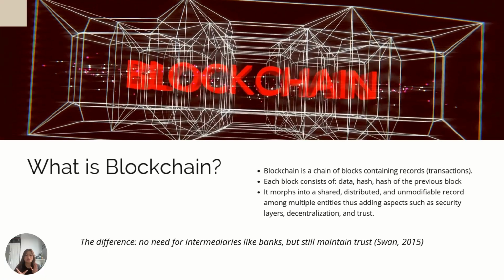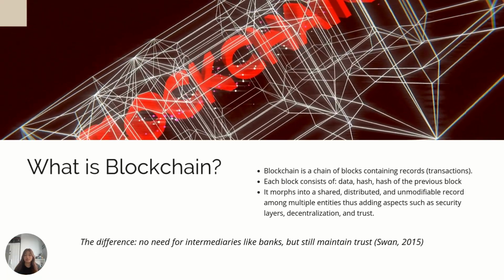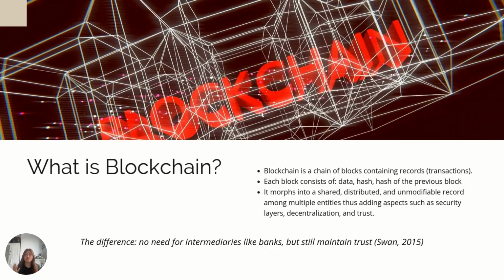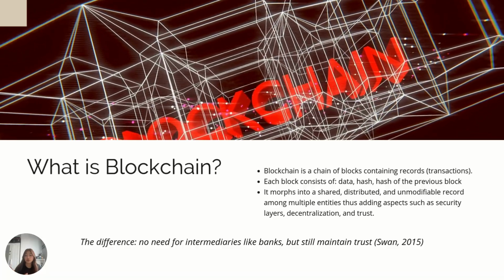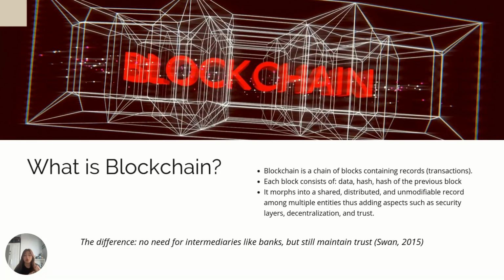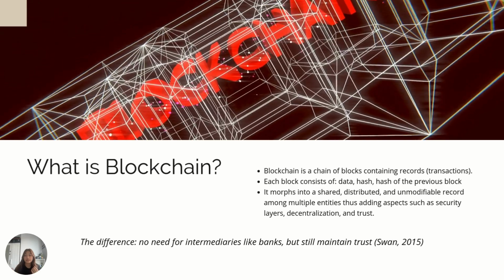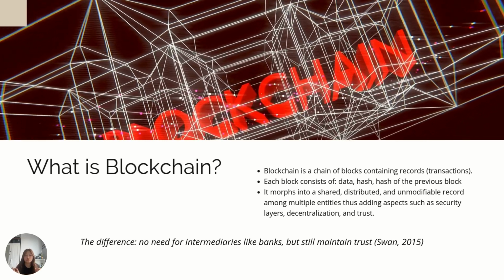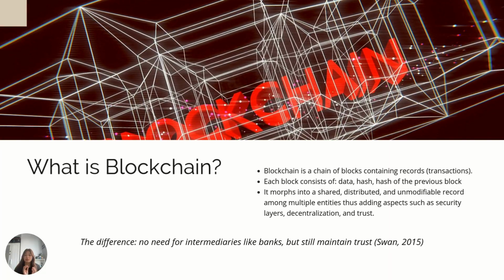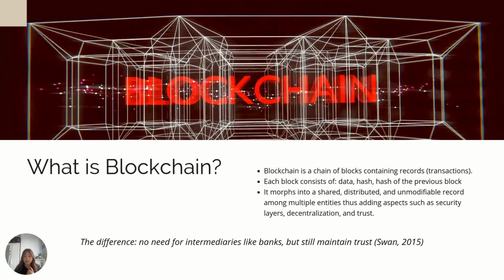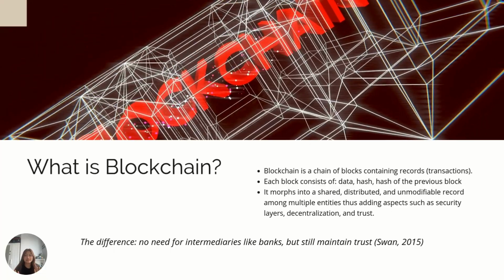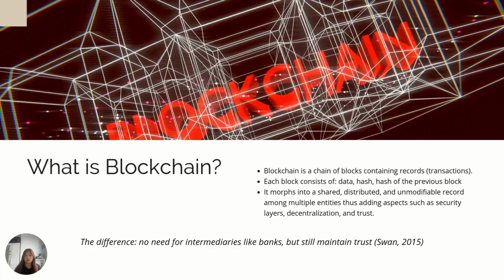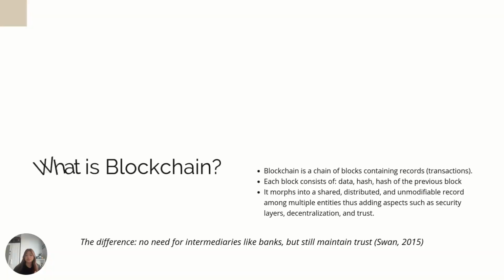What makes it special is that instead of a single authority like a bank keeping the record, multiple participants or nodes validate and store the same ledger through consensus protocols such as proof of work or proof of stake. This is why blockchain can exist without a third party.